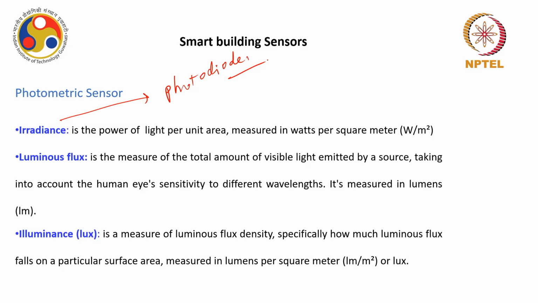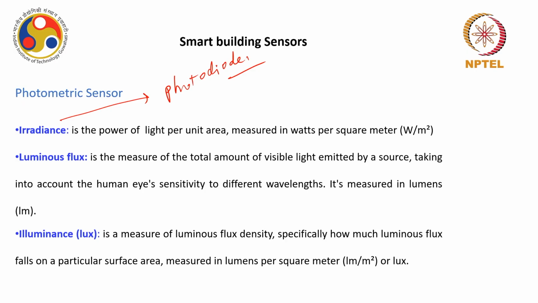Then there is a term that I have just used, the luminous flux. This luminous flux is the measure of the total amount of visible light emitted by the source, taking into account the human eye's sensitivity to different wavelengths. So this considers the human eye, and this is what is required for the smart building case. So luminous flux is what we are more interested in, and it is measured in lumens.